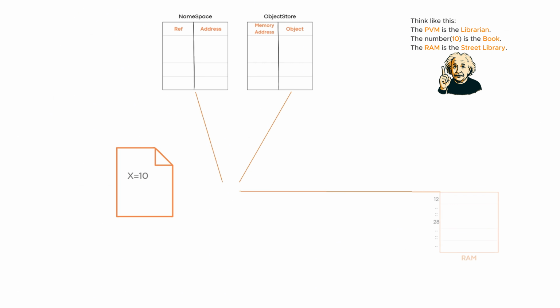Step 2. Check the object store for the value. This is a crucial optimization step. Before creating a new object, the PVM checks its object store. We can say the shelf list. It asks, do I already have an object with the value 10 stored anywhere in memory? Let's assume this is the first time you are using the number 10. The answer is no.